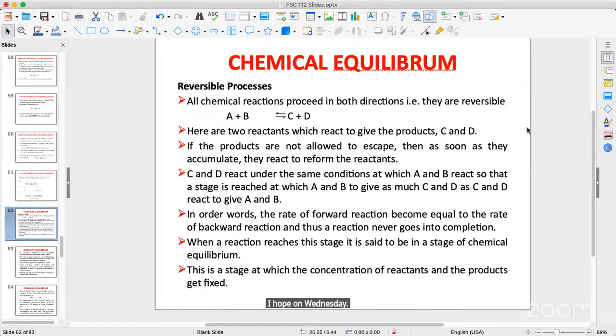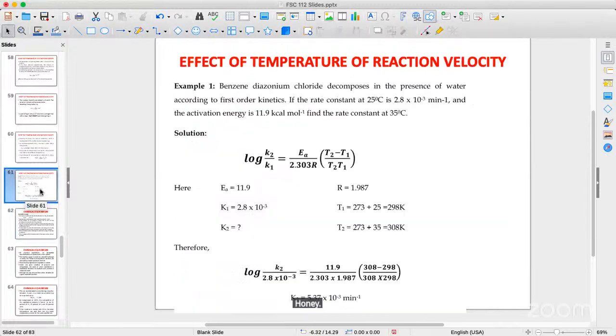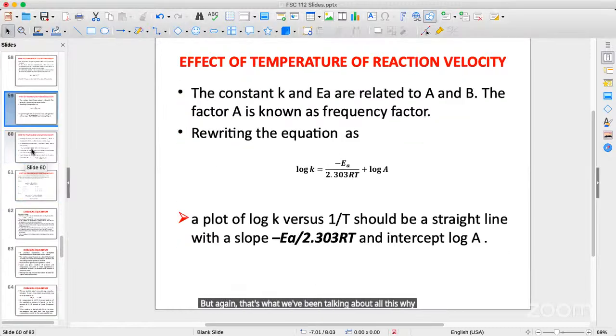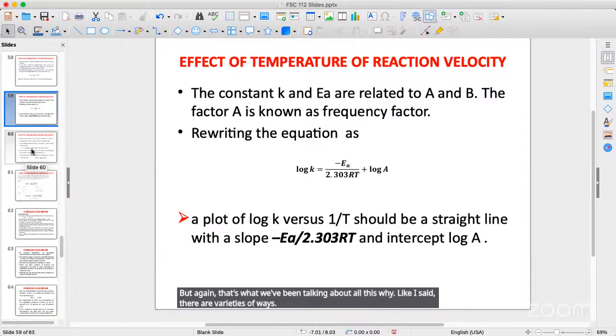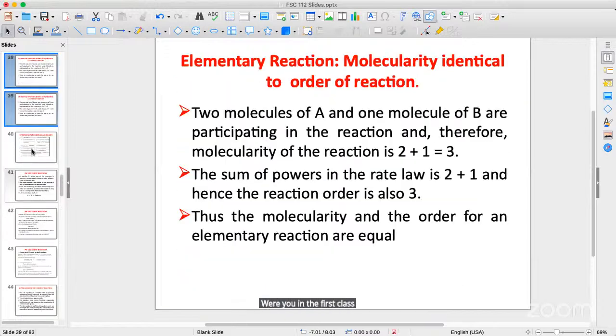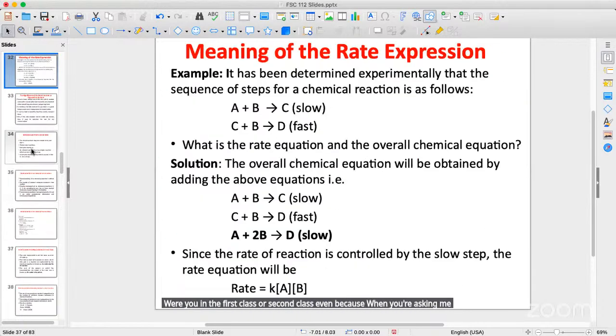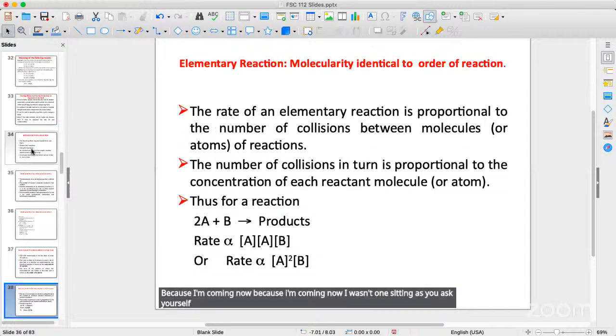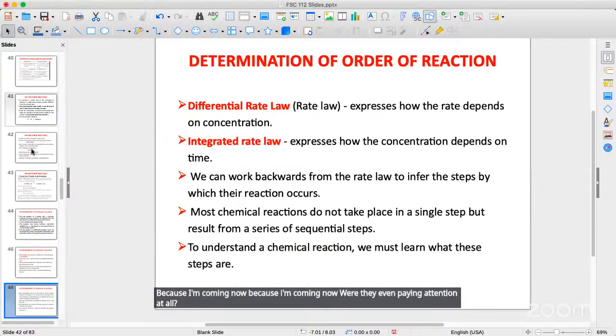Oladokun Inyoluwa Deborah, your question, please. Yes, sir. Good morning, sir. Morning. Sir, is there any formula for calculating first order reaction? Now, that's a question that has been answered. But again, that's what we've been talking about all this while. Like I said, there are varieties of ways. But one of the ways we talked about, because you said, is there any formula? Were you in the first class or second class even? Because when you're asking me for a formula, what did we do in this table? Because there are questions when students ask, you ask yourself, were they even paying attention at all?